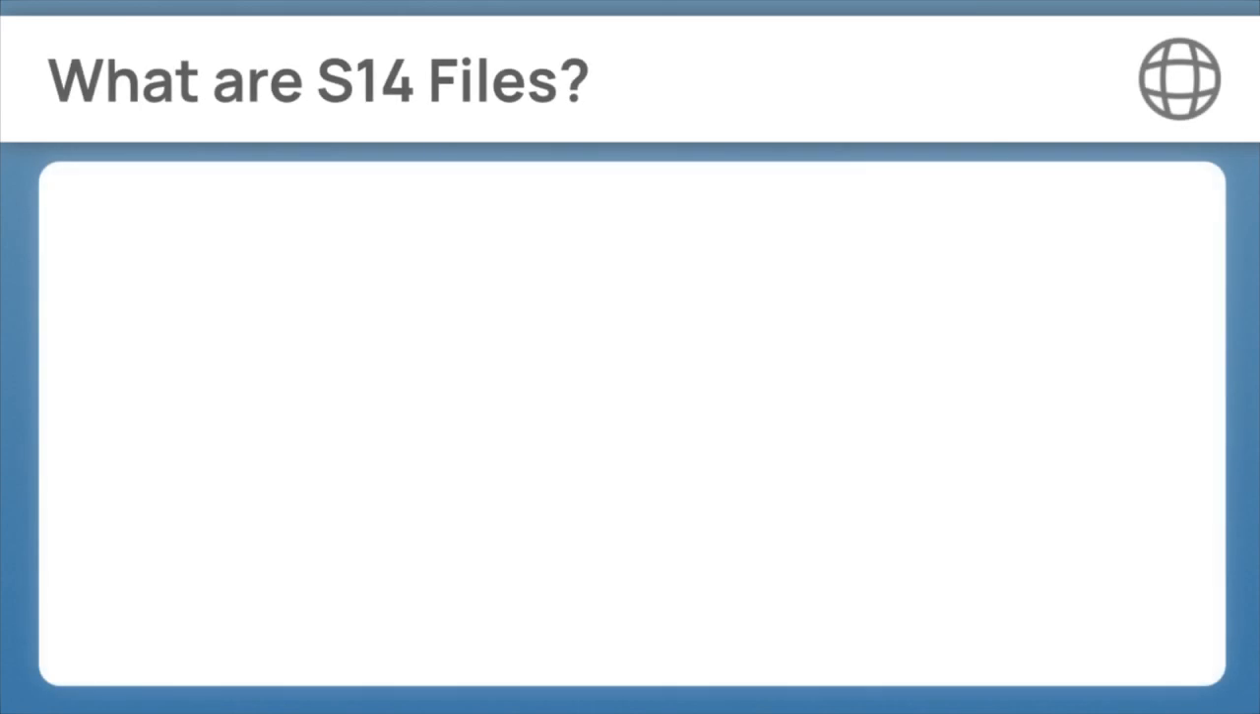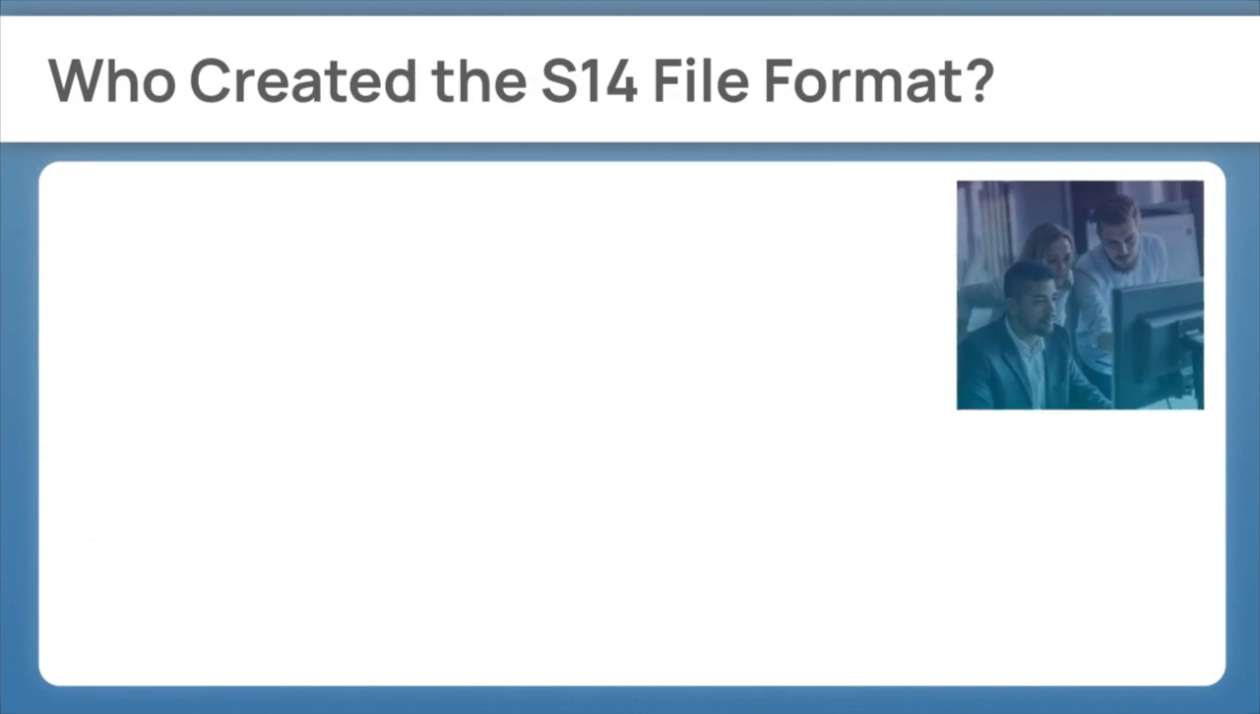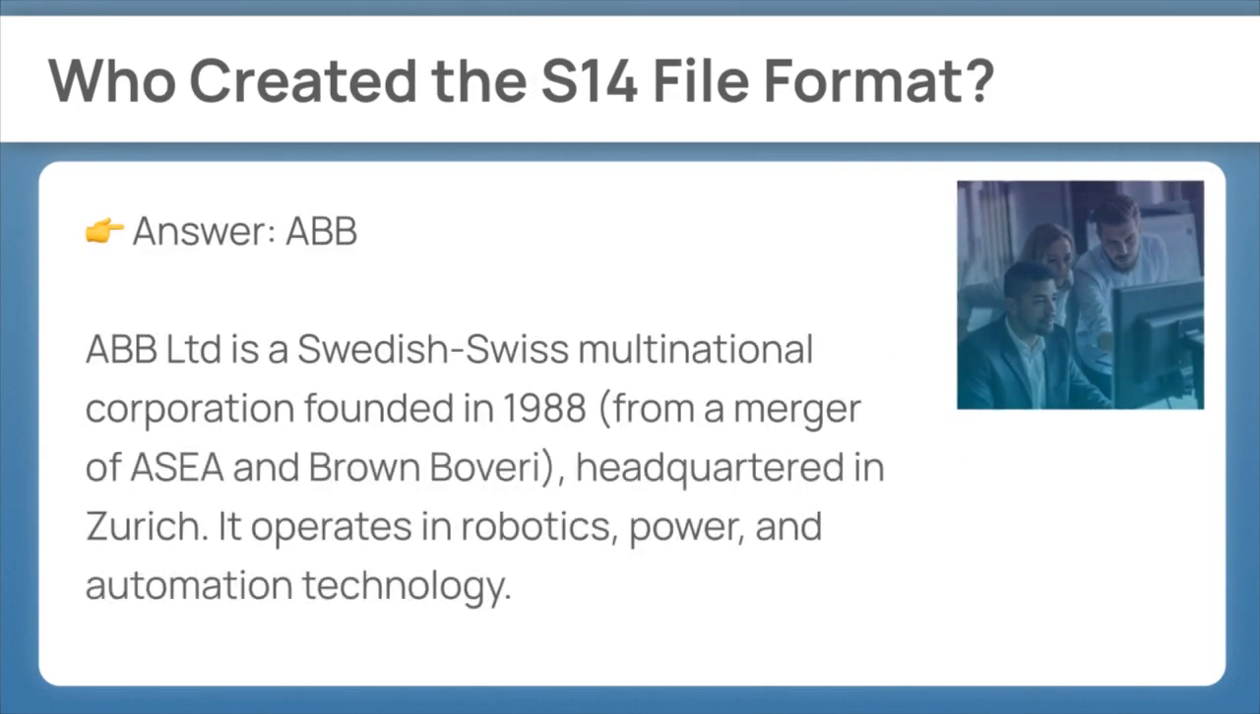An S14 file contains configuration and program data for an ABB S4 series robot controller. Engineers and technicians use these files to load, backup, or transfer robot programs and system parameters. The file is critical for maintaining, troubleshooting, and deploying automated robotic systems in industrial manufacturing environments.